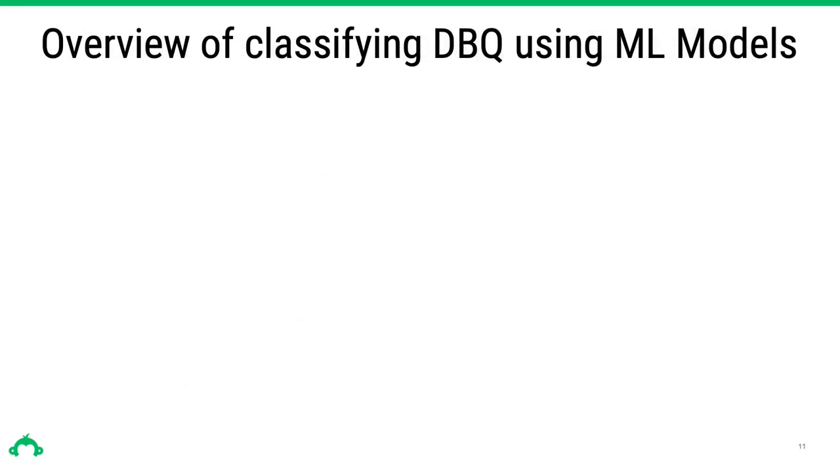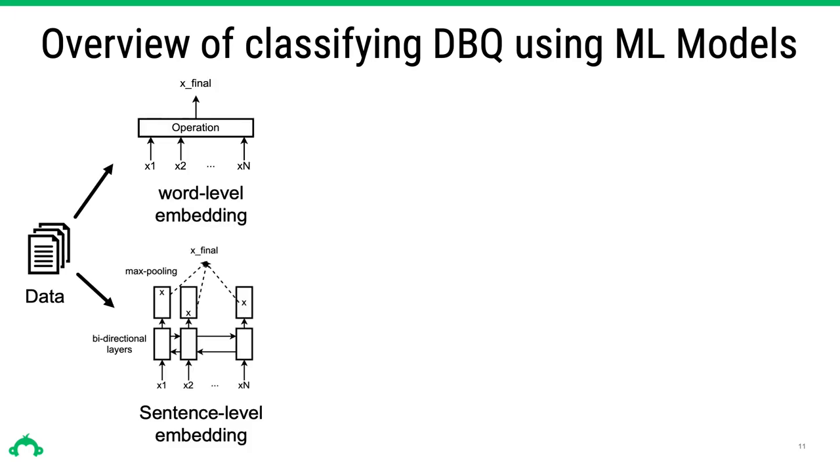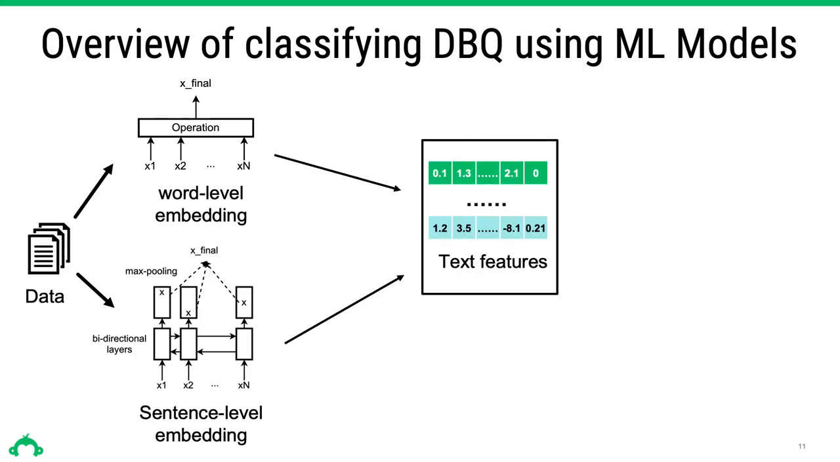Using these two ways of generating features, we can now build a classification pipeline to detect double-barreled questions. Briefly, we first collect a set of questions and answer options. Then, we use the word level and sentence level embedding methods to convert the text into numerical feature representations. Then, we can use these features to train machine learning models such as random forest to classify double-barreled questions.